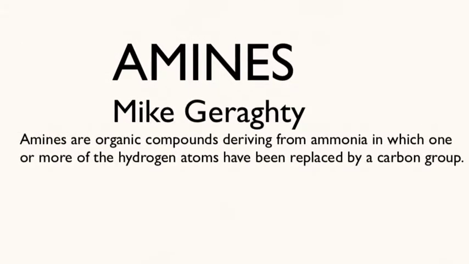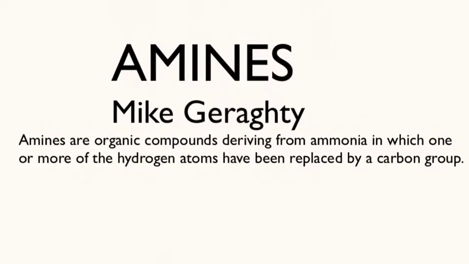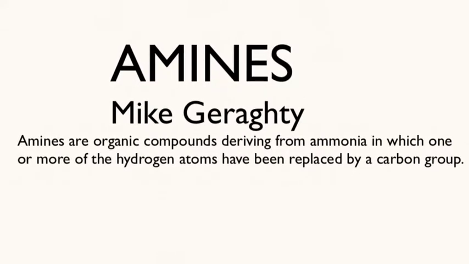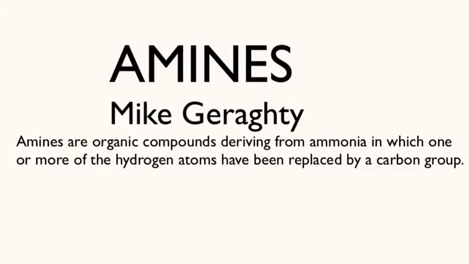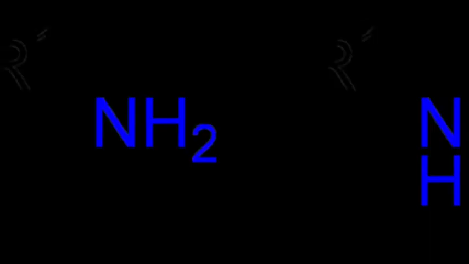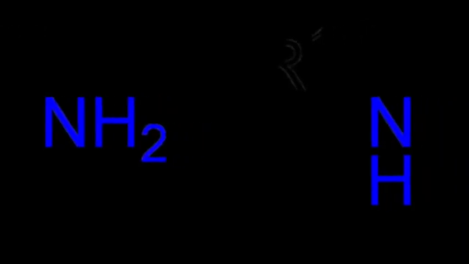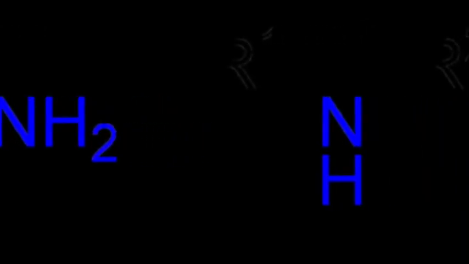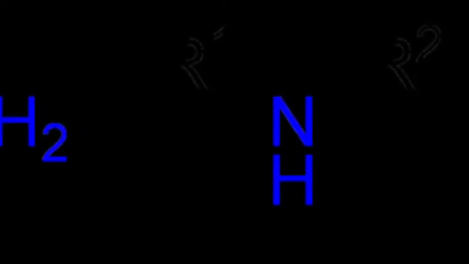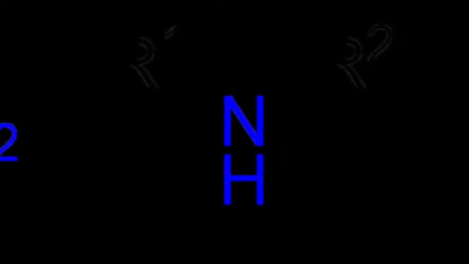Amines are organic compounds deriving from ammonia in which one or more of the hydrogen atoms have been replaced by a carbon group. In these diagrams, the carbon groups are represented by the letter R. There are three types of amines. Primary amines have only one hydrogen that is replaced by a carbon group. Secondary amines have two hydrogens replaced by a carbon group, and tertiary amines have three hydrogens replaced by a carbon group.